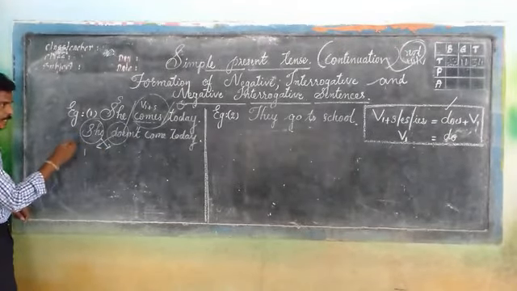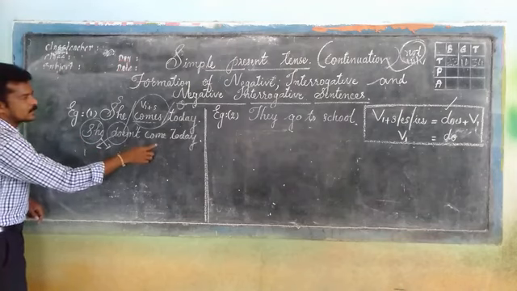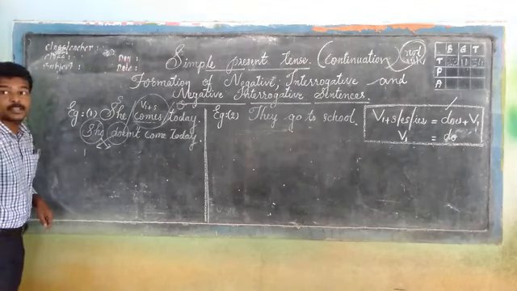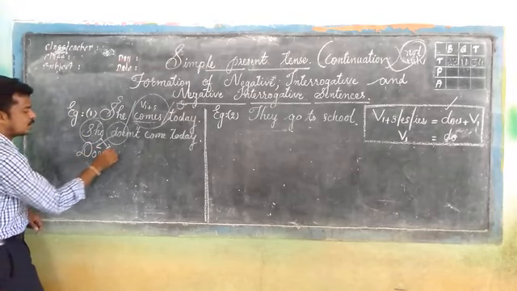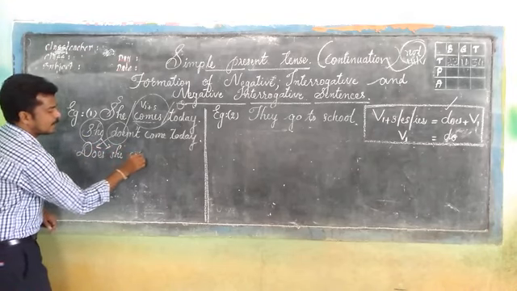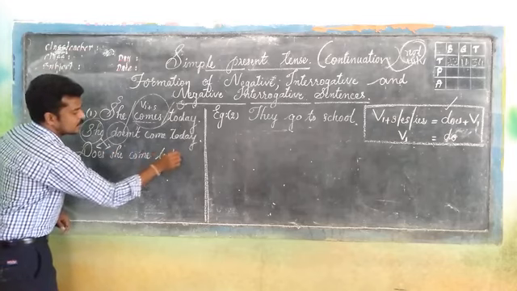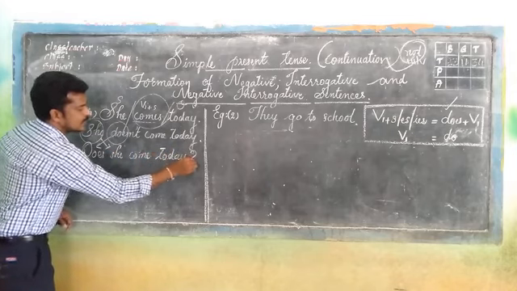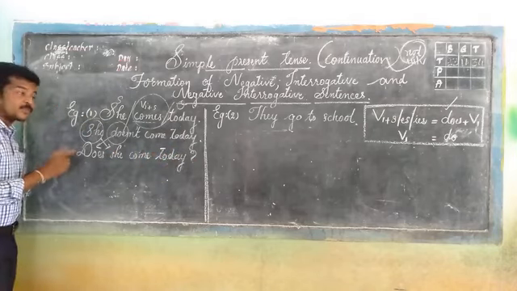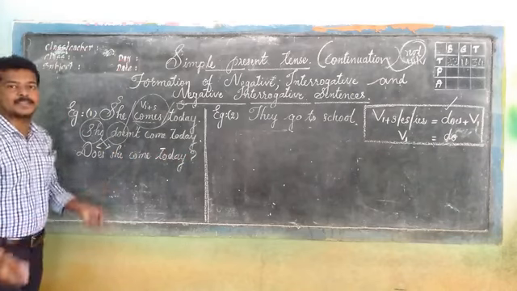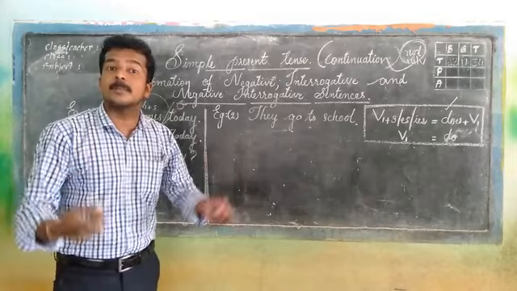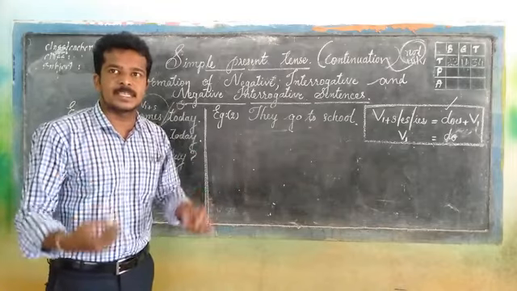So the negative form is she doesn't come today, and the interrogative form, positive form, is does she come today? This is the interrogative form, and that is in simple present tense. Does she come today? And the answer is yes, she comes today. No, she doesn't come today.